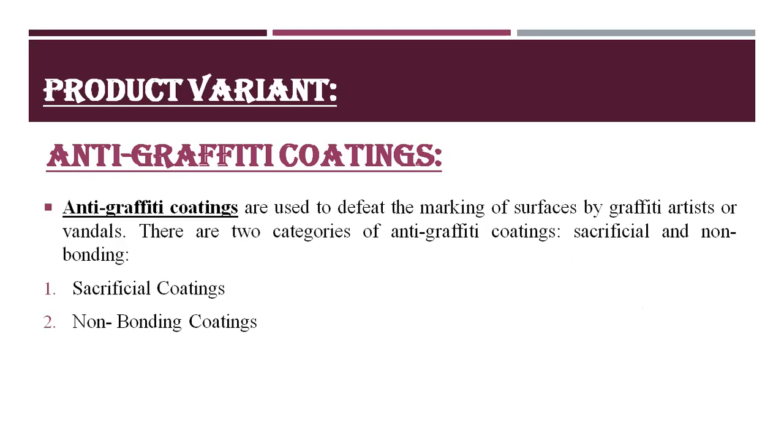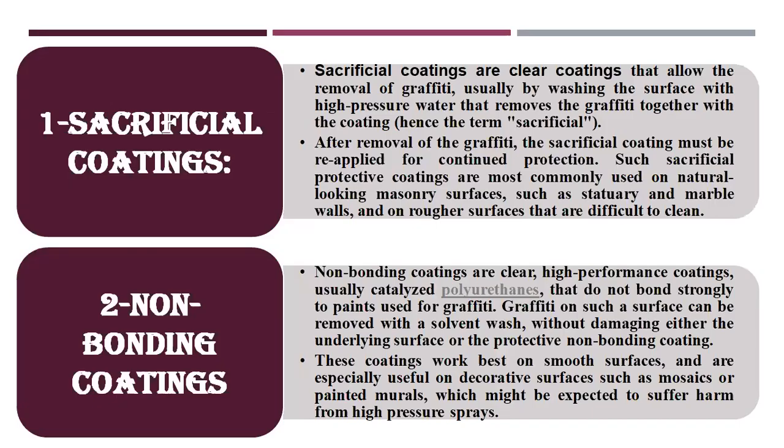Next is anti-graffiti coatings. Anti-graffiti coatings are used to defeat the marking of surfaces by graffiti artists or vandals. There are two categories of anti-graffiti coatings, sacrificial and non-sacrificial coatings. Sacrificial coatings are clear coatings that allow the removal of graffiti usually by washing the surface with high pressure water that removes the graffiti together with the coating.